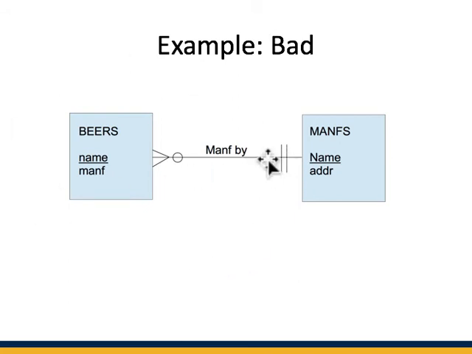What's the problem in this design? I say the design is bad. Why is the design bad? If you think of it, this is a bad design. Why is that? If you look, what are we storing in each table or in each entity? Here, manufacturer has a name, an address. Here, a beer has a name and a manufacturer. So the manufacturer name is being repeated in the design, right?